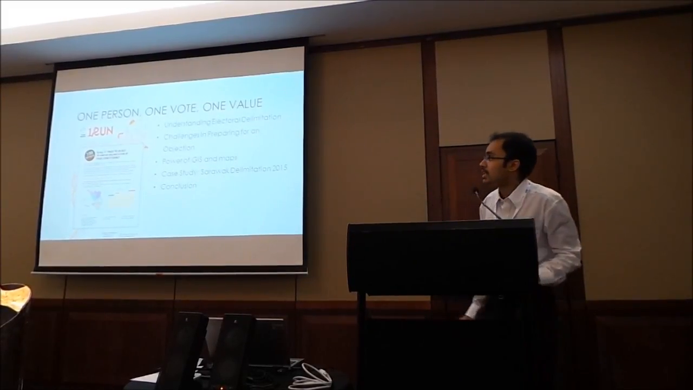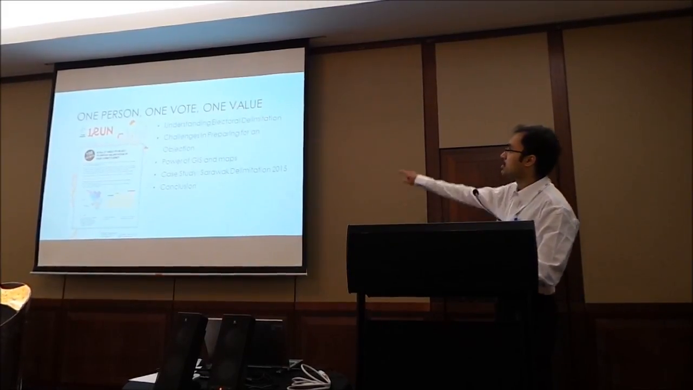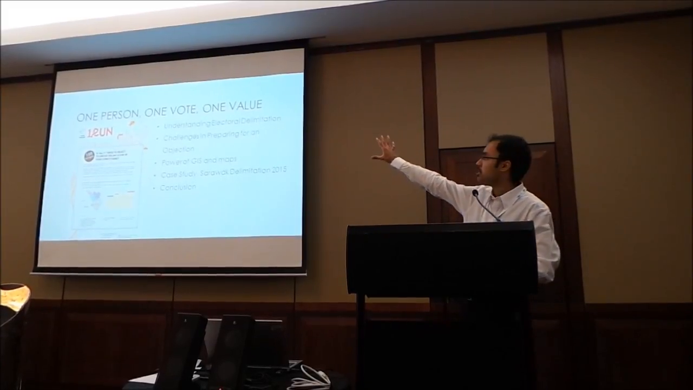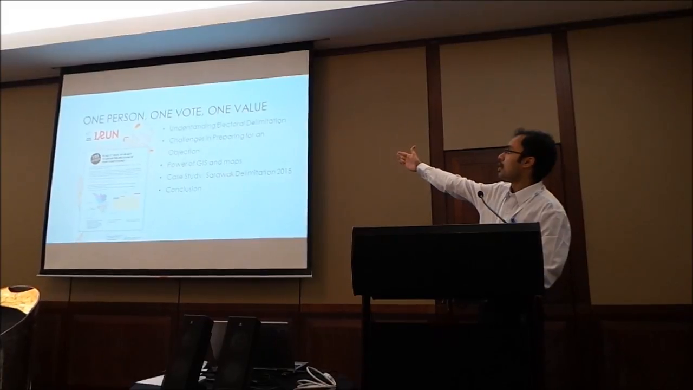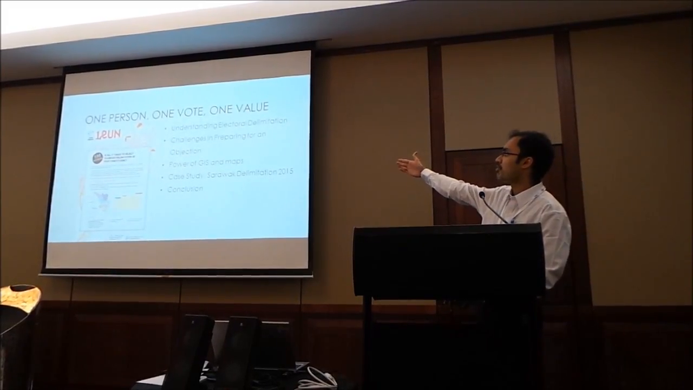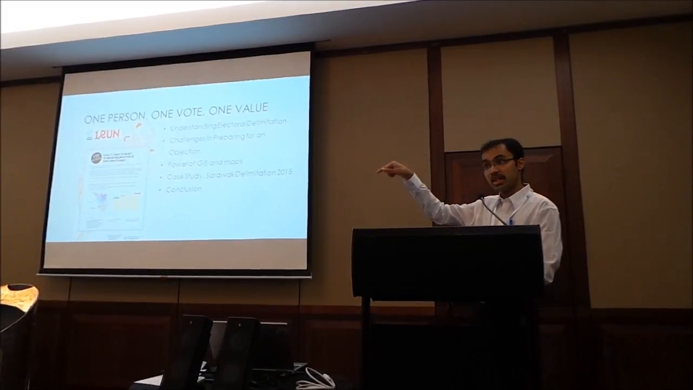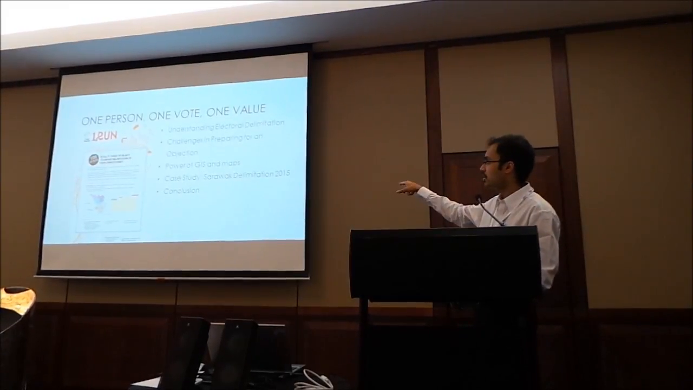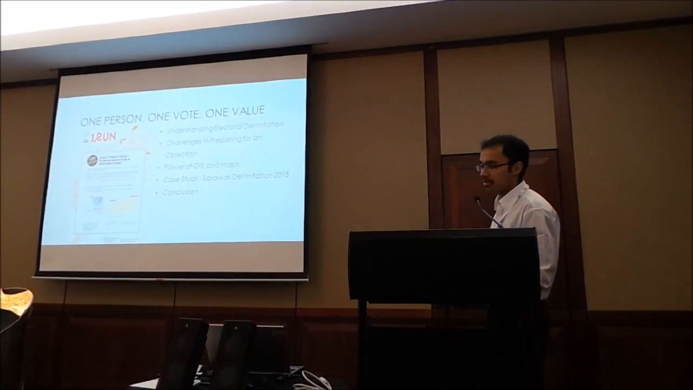First, if you look at the presentation here, I will be covering some key terms. The first section will be political terms, that is understanding electoral delimitation, followed by the context back in Malaysia, that is challenges in preparing for an objection for electoral boundary changes, and how GIS, that's the core of my topic, how GIS and maps can make a difference. We'll examine a case study, and finally we have a conclusion.